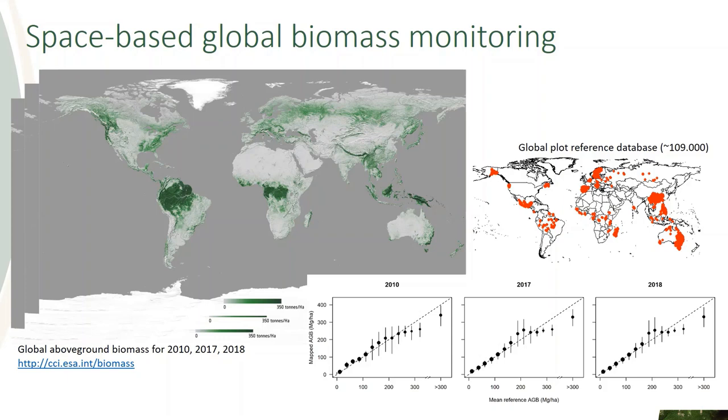And you can also see, if you look at these plot to map comparisons over multiple points in time, there's also quite some consistency in these relationships between plots and maps, which increasingly says, well, we are getting more confident in the value of these products in terms of their consistent quality biomass information.